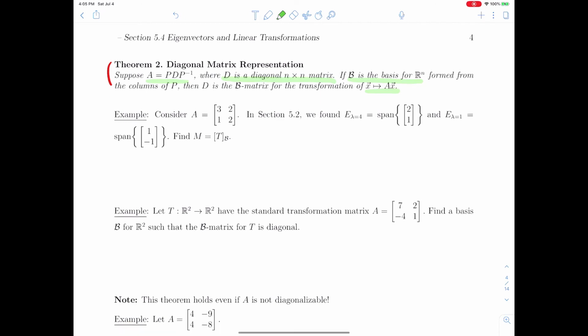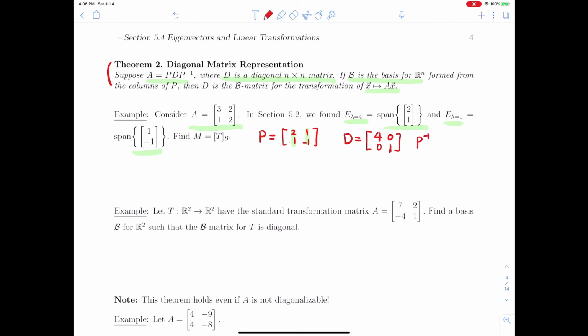So let's look at the first example. Suppose that A is given by 3, 2, 1, 2. In the previous section, we have seen that the eigenvalues are 4 and 1, and the eigenspaces are spanned by these two vectors. Then we can form P equals 2, 1, 1, negative 1. I just put the eigenvectors into the columns. Then D consists of the corresponding eigenvalues. The first column corresponds to 4, so we have 4, and the second column corresponds to 1, so we have 1 over here, and the rest are zeros.